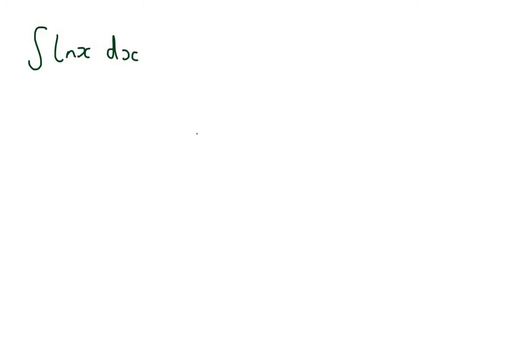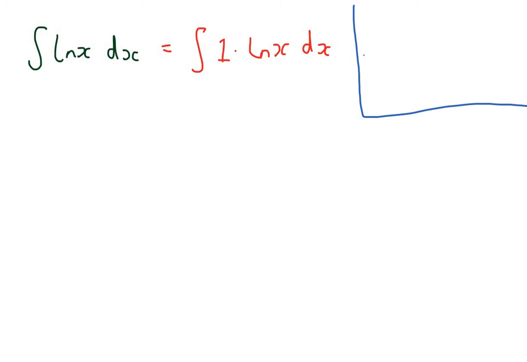Excellent. Okay, now if you didn't have any limits on your integral, in other words it's an indefinite integral, then this is how we would proceed. Well, we'd say that this is the same as the integral of the function 1 times natural log of x dx. And hopefully you're familiar with the integration by parts formula, which can easily be derived from the product rule, by the way.